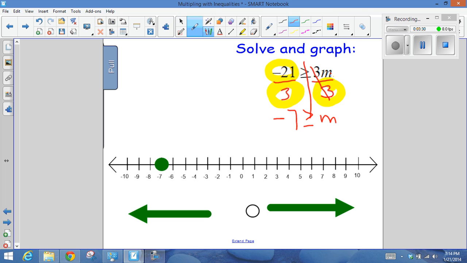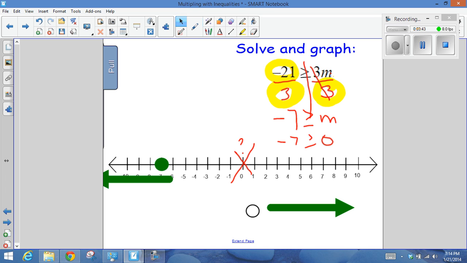I'm going to need to put my 0 in here to try it out. -7 is greater than 0. That is not true. So 0 is not a solution. We are going to shade that direction.